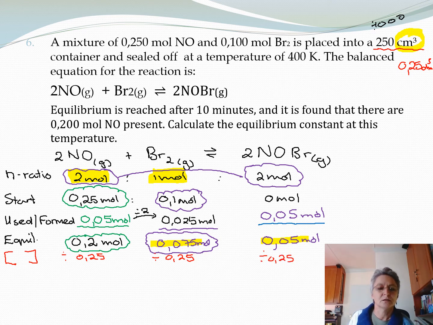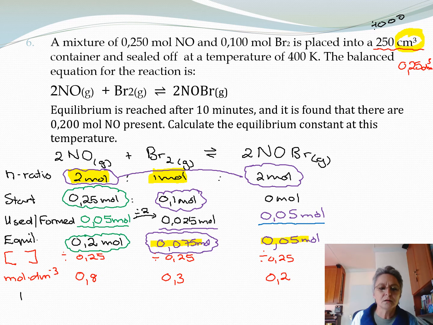If we do that, the mole per cubic decimeter concentrations at equilibrium: 0.2 divided by 0.25 is 0.8. 0.075 divided by 0.25 is 0.3. And 0.05 divided by 0.25 is 0.2, and it looks like this equilibrium is lying to the left.